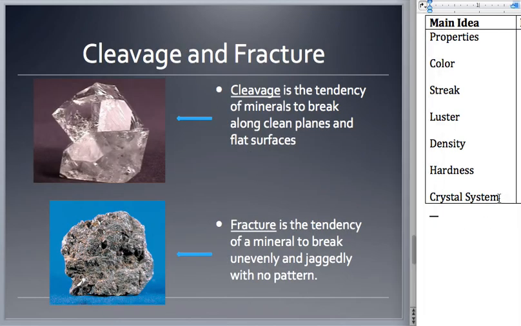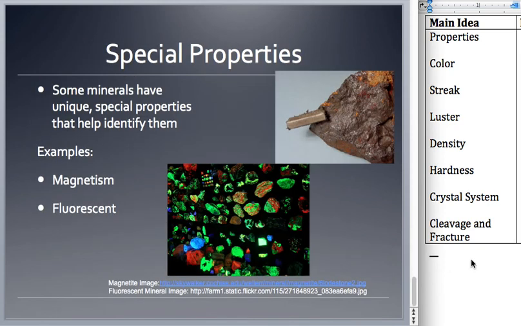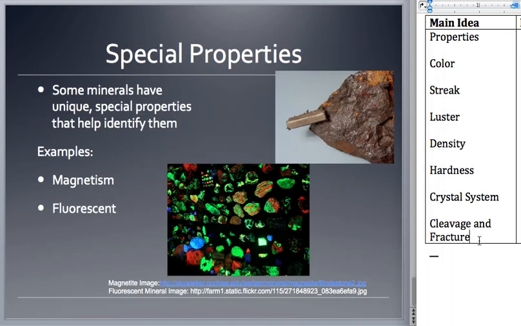Two more: we have cleavage and fracture. This describes how a mineral breaks. If a mineral has cleavage, it means it breaks along nice, clean, flat lines for the most part. You might have a couple areas that are a little messy, but in general, the mineral tends to break really easily. If a mineral doesn't have cleavage, we say that it has fracture, where it just breaks unevenly with no particular pattern.